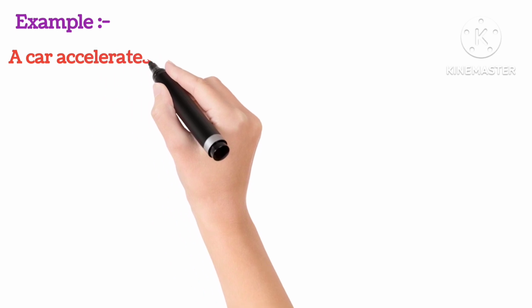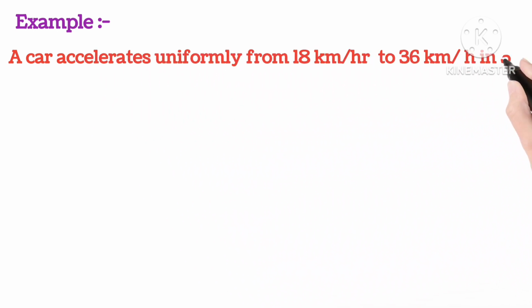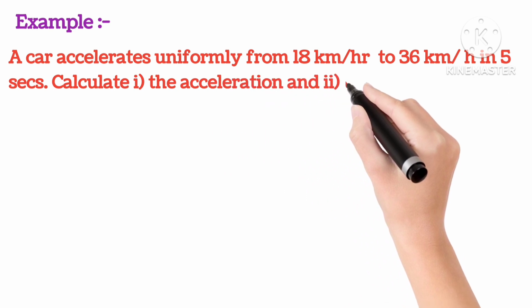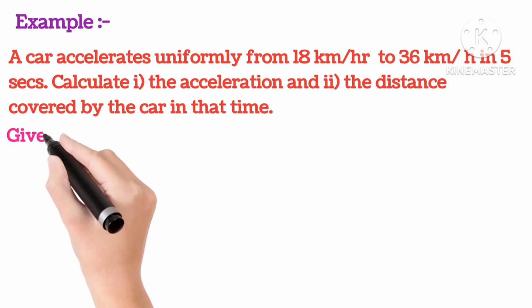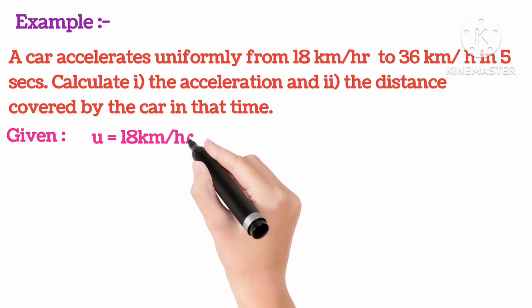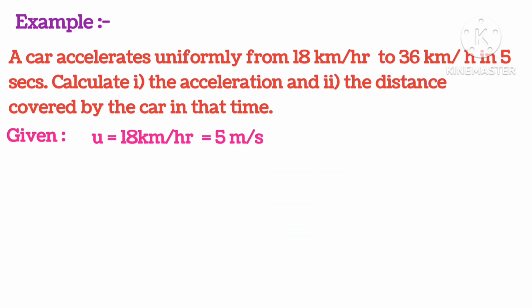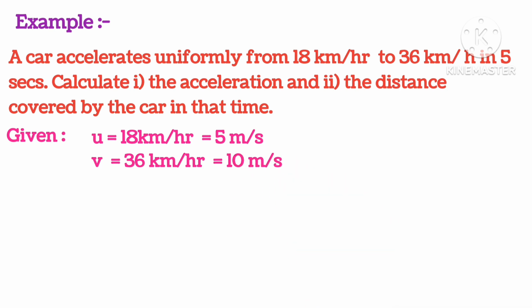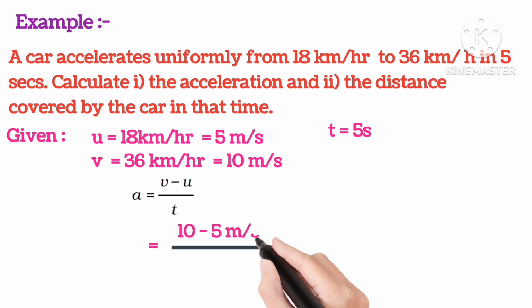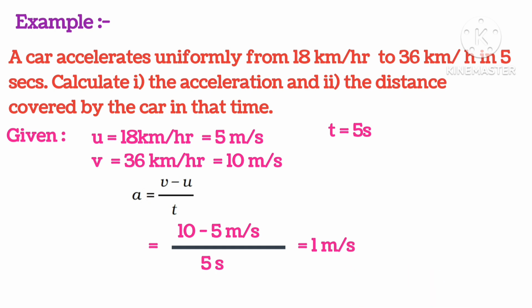Example. A car accelerates uniformly from 18 to 36 km per hour in 5 seconds. Calculate the acceleration and the distance covered by the car in that time. So now given u is equal to 18 kilometer per hour, which is equal to 5 meter per second, and final velocity is 36 kilometer per hour, which is equal to 10 meter per second. Time is 5 seconds. So we know acceleration is change in velocity upon time. So 10 minus 5 upon 5 is equal to 1 meter per second square.